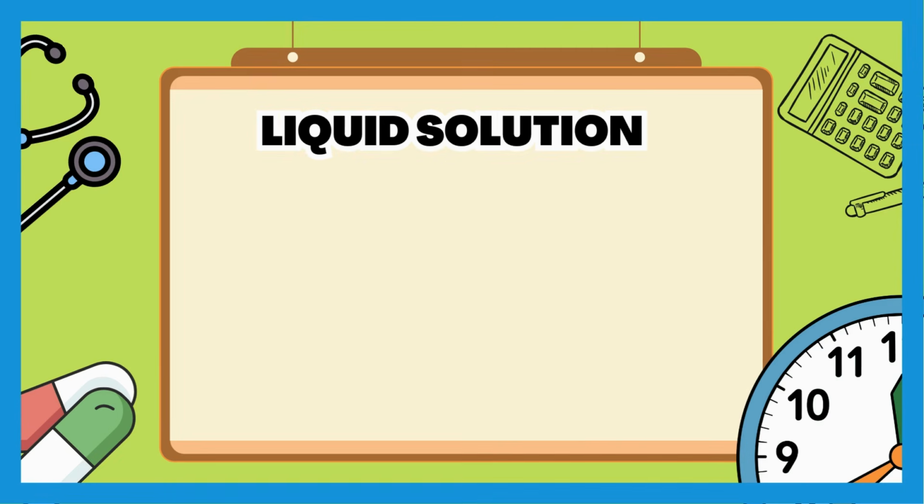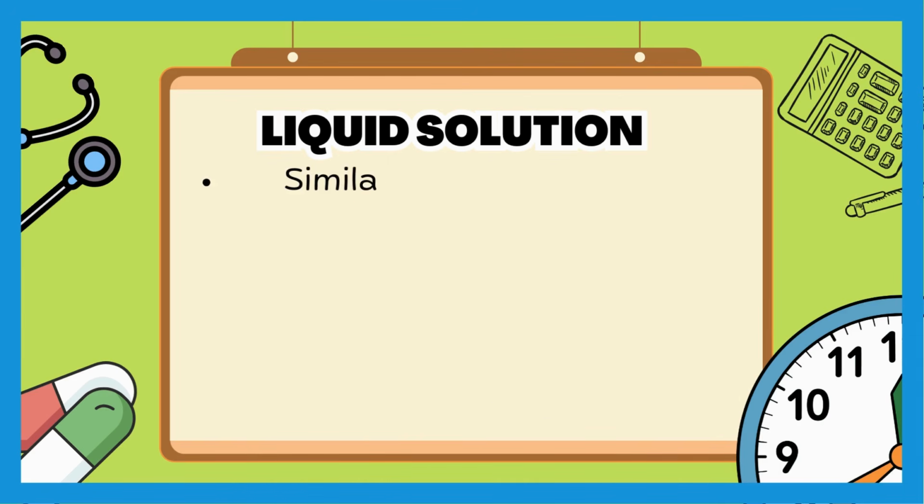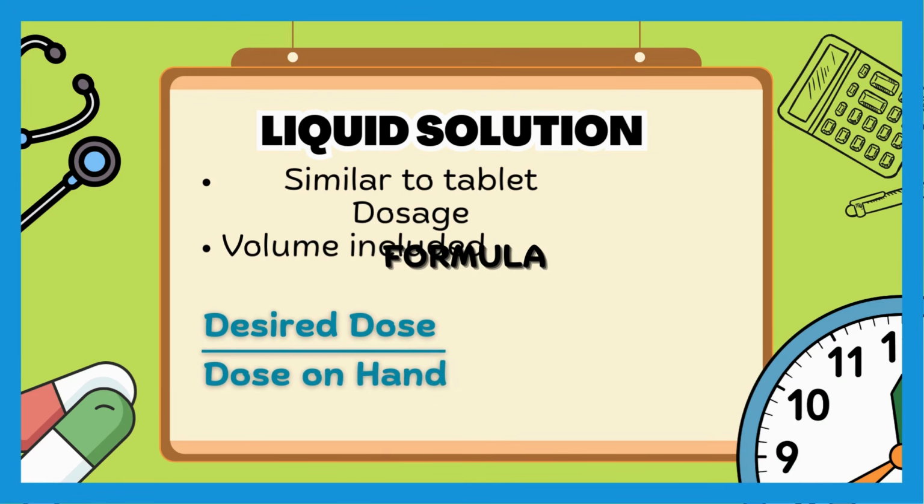Next, liquid solution. Now this is when you have to give your patient maybe a syrup. That is your liquid solution. So let's go. It's similar to the dosage, that is the tablet dose, okay? But now you have volume included. So this is your formula. Desired dose over dose on hand times volume. Again, desired dose over dose on hand times volume.